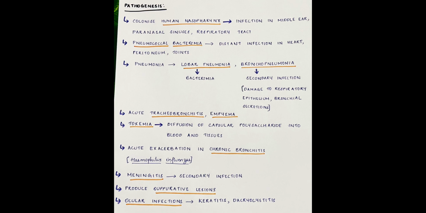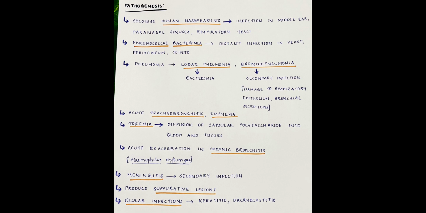Okay, and toxemia occurs due to the diffusion of capsular polysaccharide into the blood and tissues. Streptococcus pneumoniae is also commonly associated with acute exacerbation in chronic bronchitis. The respiratory secretions in chronic bronchitis will further aid the pneumococcal invasions. And another bacterium that is commonly associated with this condition is Haemophilus influenzae.